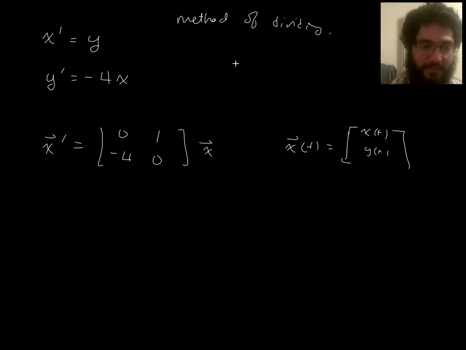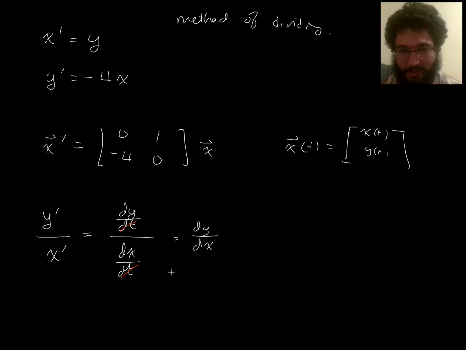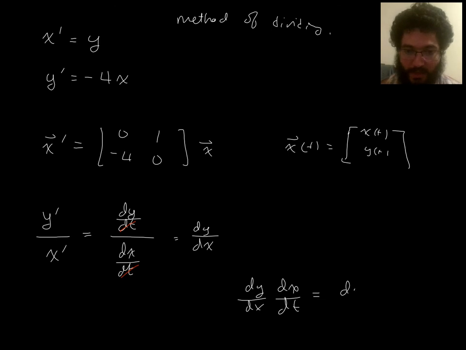Now, the method of dividing suggests that you look at y prime over x prime, or x prime over y prime. I'm going to choose y prime over x prime. That's dy dt over dx dt. And if you pretend that this makes sense, then that's like dy dx. Okay, what's really happening rather than the cancellation here? Probably what's actually happening is we've got dy dx times dx dt. And according to the chain rule, that's the same as dy dt.